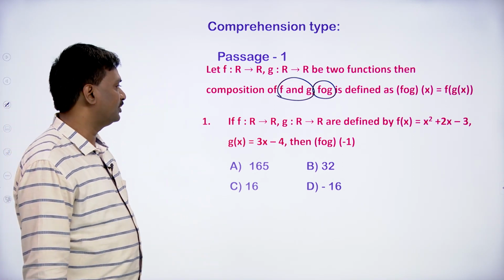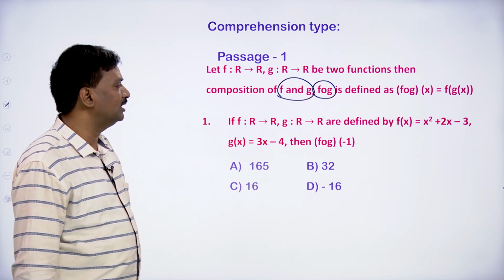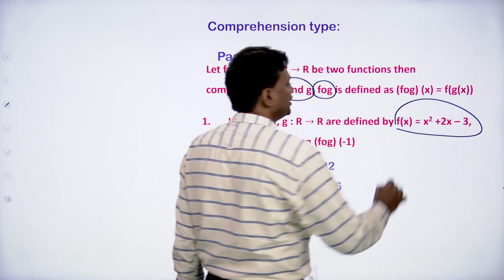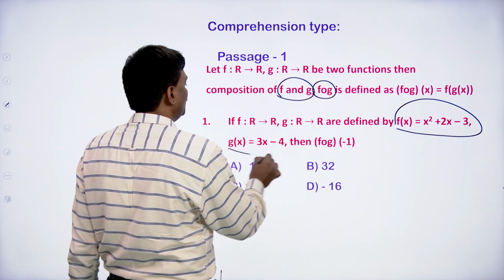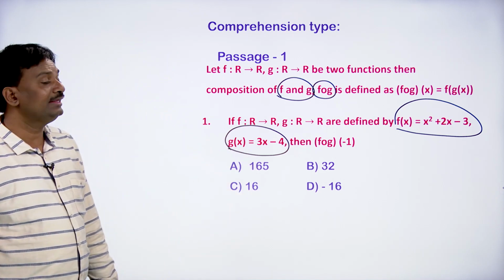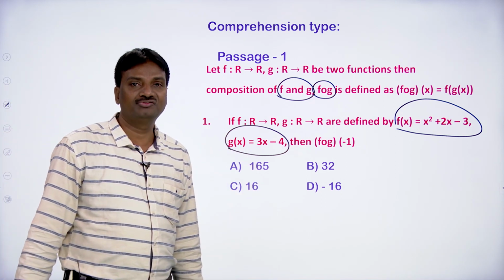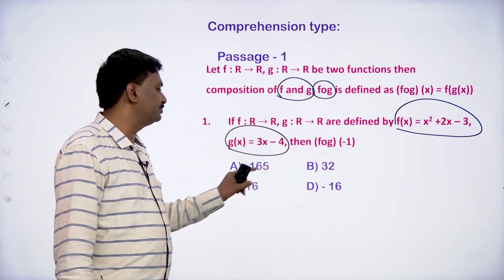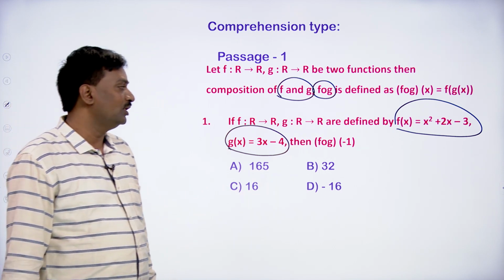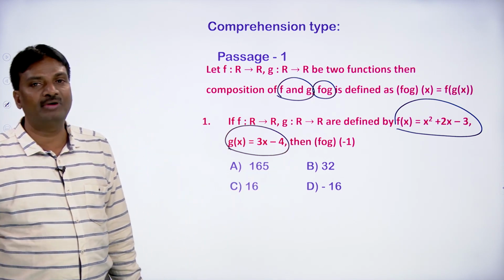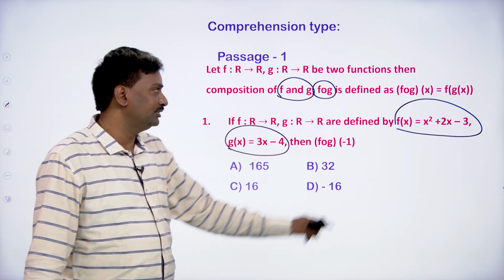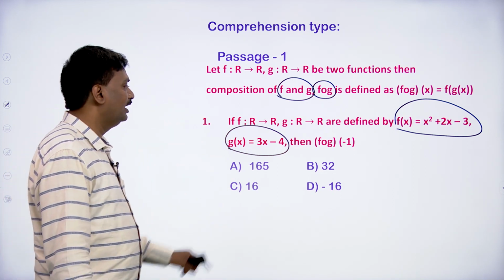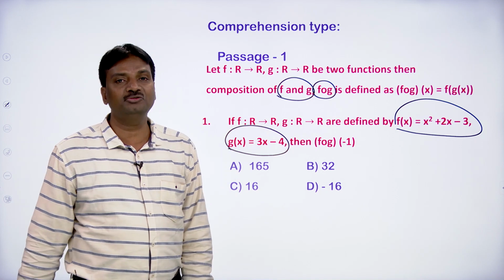Here, by observing the first problem, if f maps R to R, g maps R to R are defined by f of x equal to x square plus 2x minus 3 and g of x equal to 3x minus 4, then f circle g of minus 1 equal to. Options are given as A 165, option B 32, option C 16 and option D 16. So before finding f circle g of minus 1, let us find f circle g of x. According to the passage, f circle g of x is given as f of g of x. In place of g of x, we can write 3x minus 4.